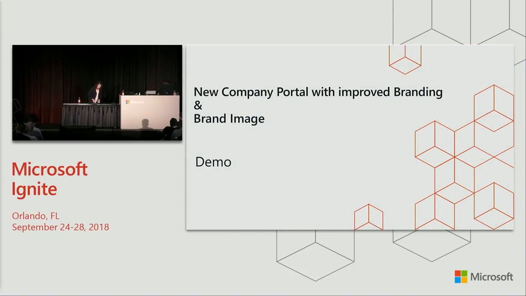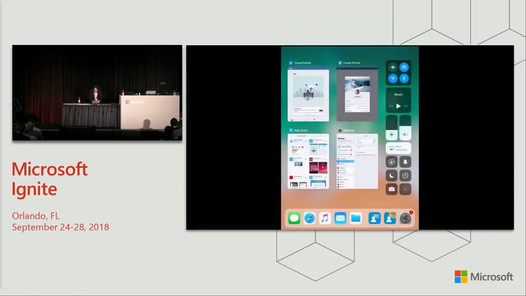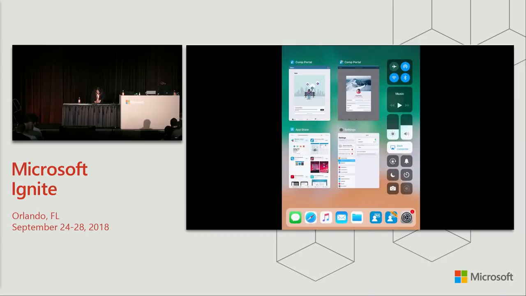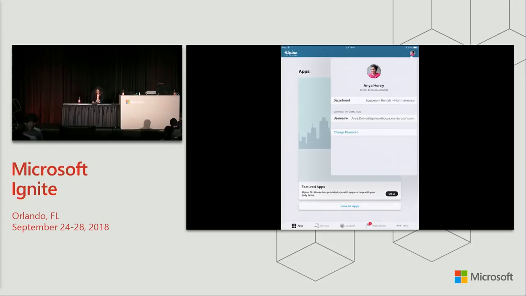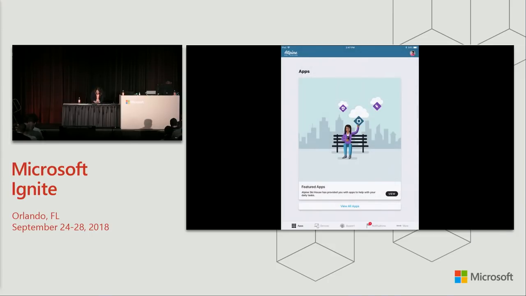Let's see. So this is one. All right. Can you see it? Okay. So this is the company portal that we have. As you can see, this is Anya. Anya works for Alpine Ski House. So she's got her personal profile. She's got Alpine's branding, color, and logo. We're going to skip apps for now. I'm going to do a little bit of a demo of apps later.